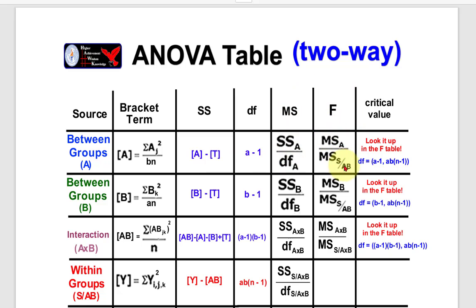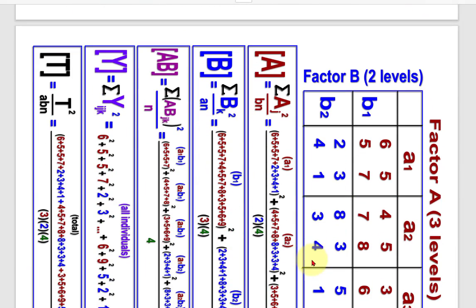We need our mean squares of A, S, B. Hold on a second. I'm going to go ahead and calculate the rest of the bracket terms. Okay, so let's just do B next. So B looks like this. Let's look at the B. There's B.